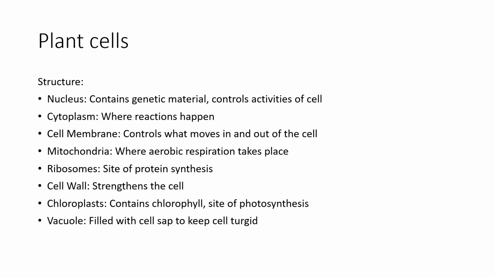In addition, they have a cell wall, which strengthens the cell, chloroplasts, which contain chlorophyll, a green pigment which allows them to photosynthesize. Finally, they have a vacuole. They have something called vacuole, which is filled with cell sap to keep the cell turgid and strong.